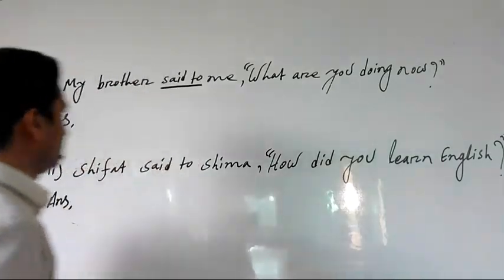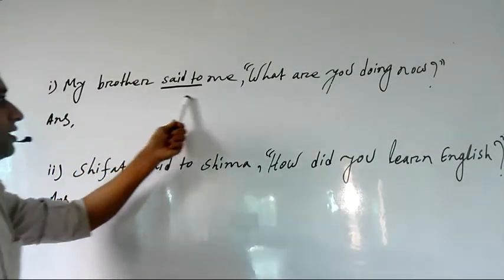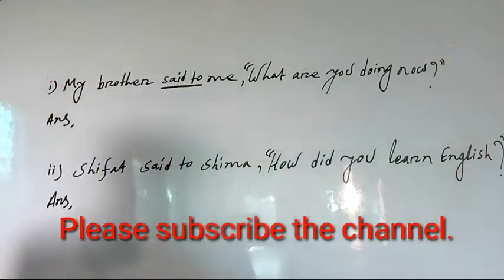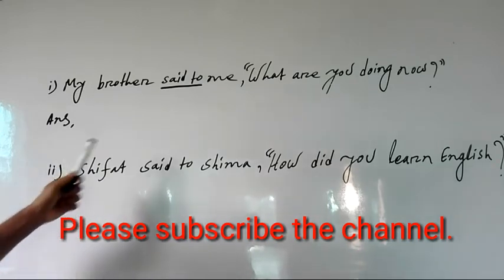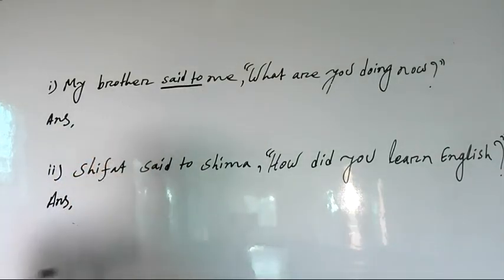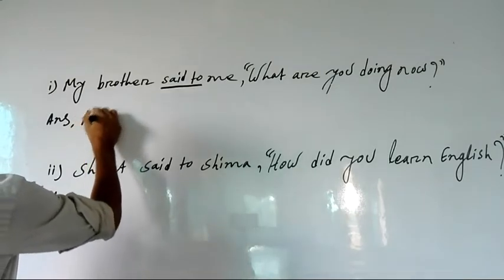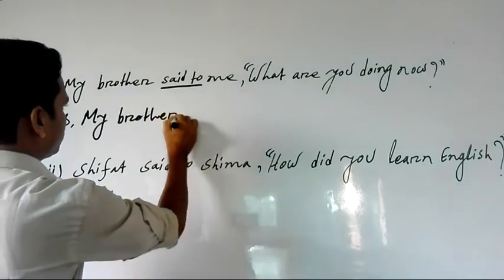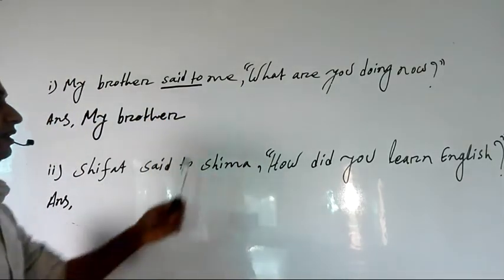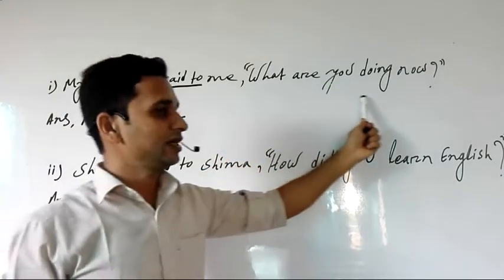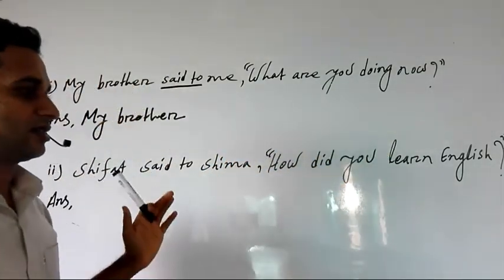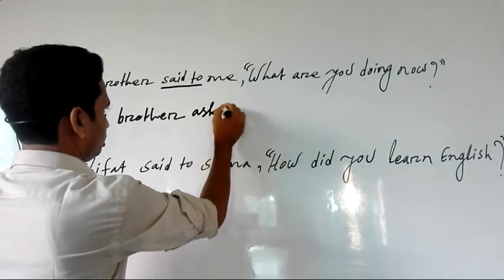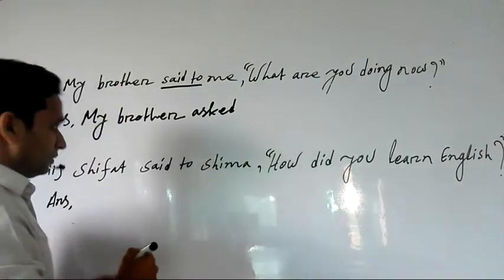Let's start. The first example is: my brother said to me, what are you doing now? Here the speaker of this speech is my brother, so let's write first of all, my brother. Now we know that when the reported speech is an interrogative sentence, we should write asked instead of said to. Asked me.